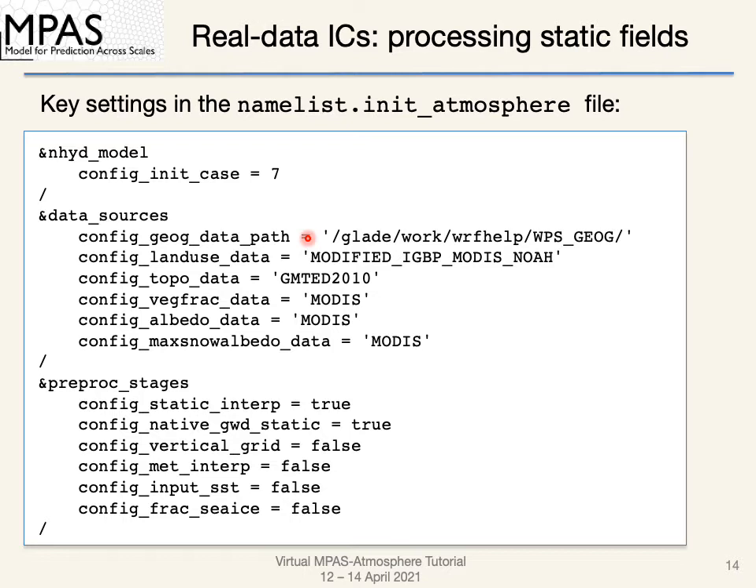There's a couple of different sources of land use and topography data that are available in this geographical dataset download. So you can choose between, for example, MODIS or USGS land cover data, GMTED, or an older GTOPO30 terrain dataset, and a few different options for climatological vegetation fraction, albedo, and snow albedo. But generally, the default options for most of these are what we would recommend. So really the only thing that you need to change is the path of the geographical data, because that's of course specific to your system.